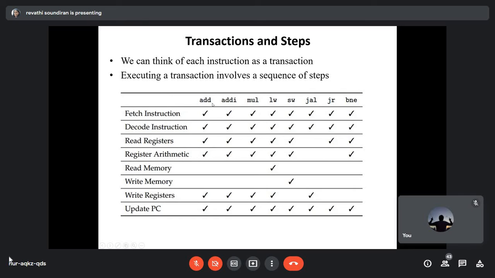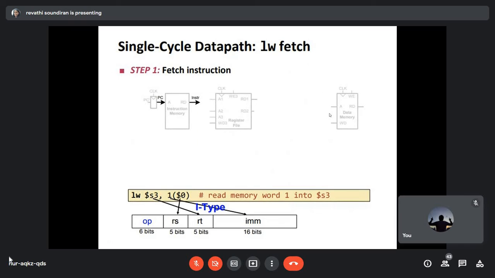Now we will see in detail about your single cycle data path. First of all, we are going to consider load word as the instruction. With load word, you are trying to load. This is your target, this is your source register, and this is the immediate value that we are going to move. That is the idea of writing this instruction. So we are going to load.